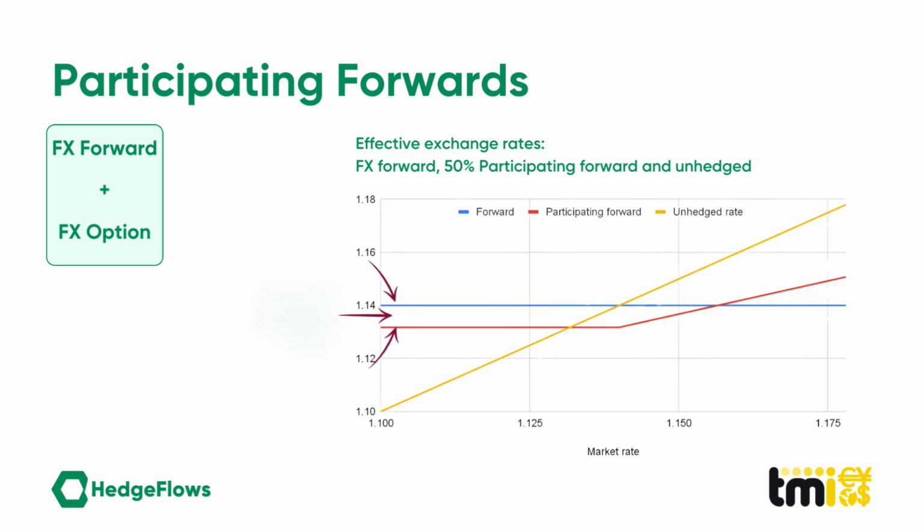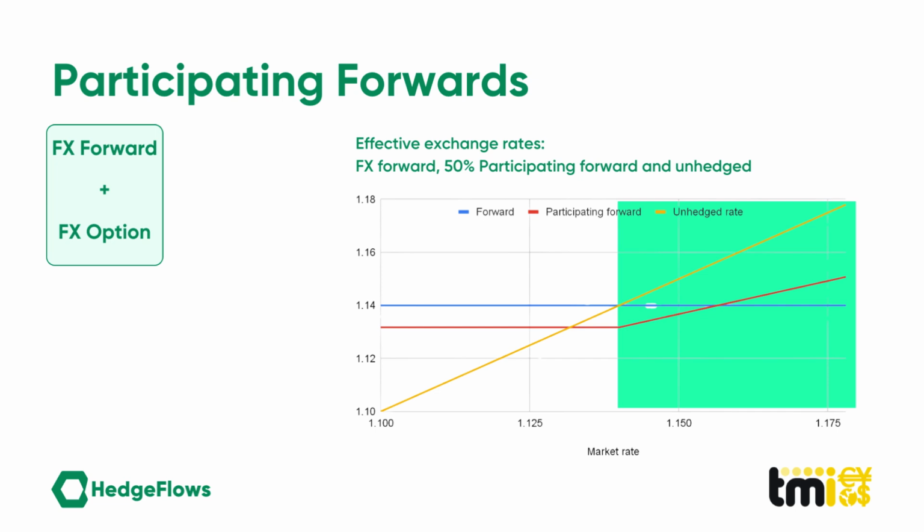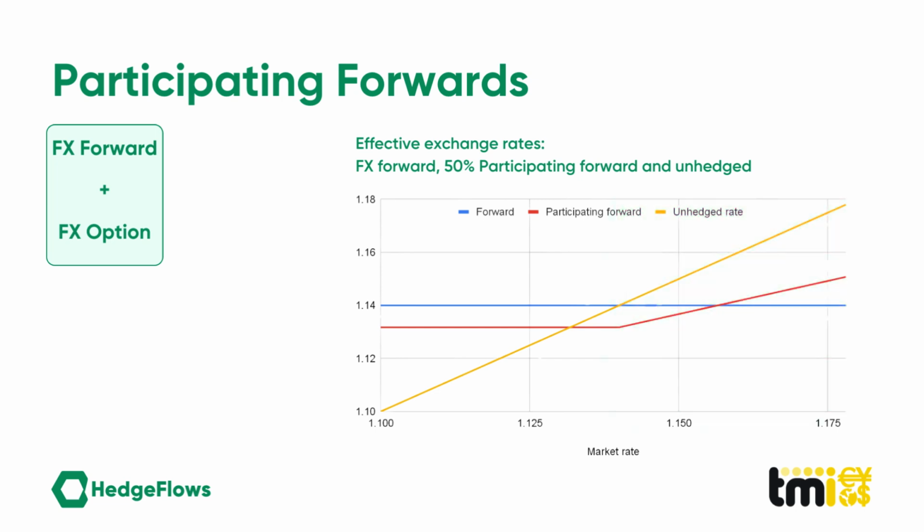The forward contract portion provides a hedge against adverse currency movements by locking in an exchange rate for a future date. The options portion allows participation in favorable currency movements to a certain extent. The hedging amount, the portion of the exposure that is protected, and the participation level, the portion of the exposure that can benefit from favorable movements, are predefined. For example, a 50% participating forward allows the company to hedge 100% of the currency exposure while being able to benefit from 50% of any favorable currency movement.